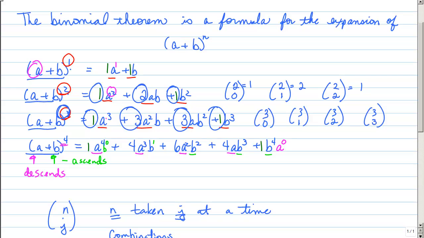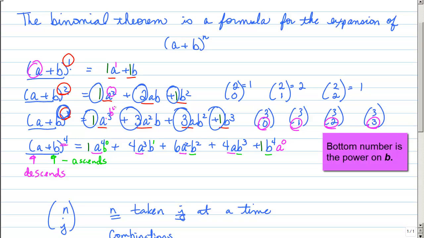Now I want you to look at this bottom number, 0, 1, 2, 3. How does that relate to the powers on A or B? Well, it's the powers of B, because this one had B to the 0, B to the first, B to the second, B to the third. That's going to become important here in just a minute.